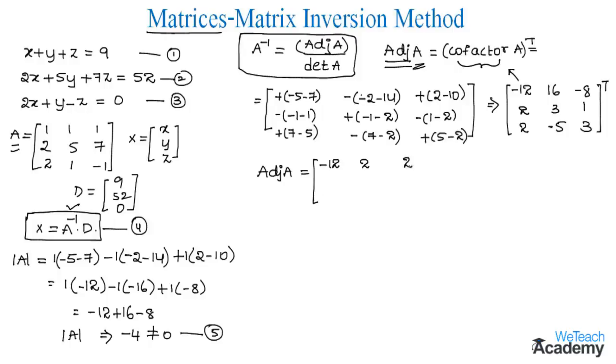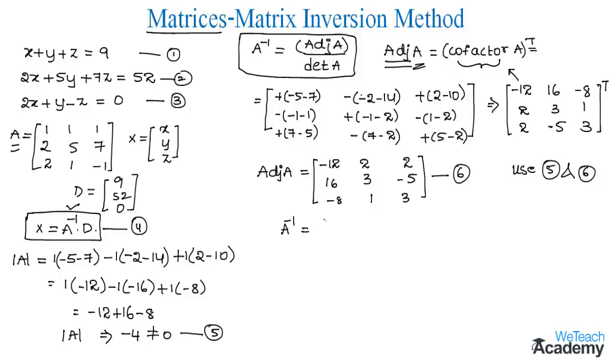And then the next row will be in the form of 16, -3 and -5. And the third row is in the form of -8, 1 and 3. Now let us name this equation as equation 6. So now let us use equation 5 and equation 6 and substitute in the formula of A inverse, which is equal to adjoint A by det A.